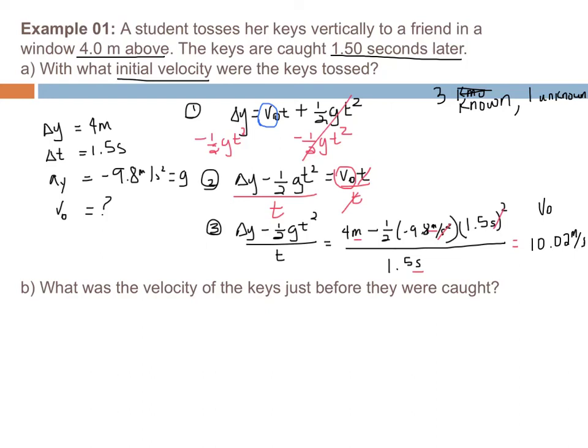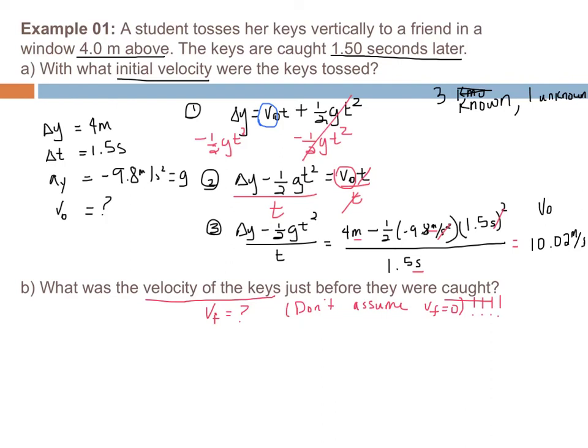The second part says, what was the velocity of the keys just before they were caught? So what it's asking for is to solve for final velocity. We can't assume that the final velocity would be 0 because it didn't reach 0 by itself. It was forced to come to 0 because you caught it. Had you not caught it, it doesn't mean that it would have reached 0 at that point. So we cannot assume that our final velocity is equal to 0. And this is really important, a very common problem.